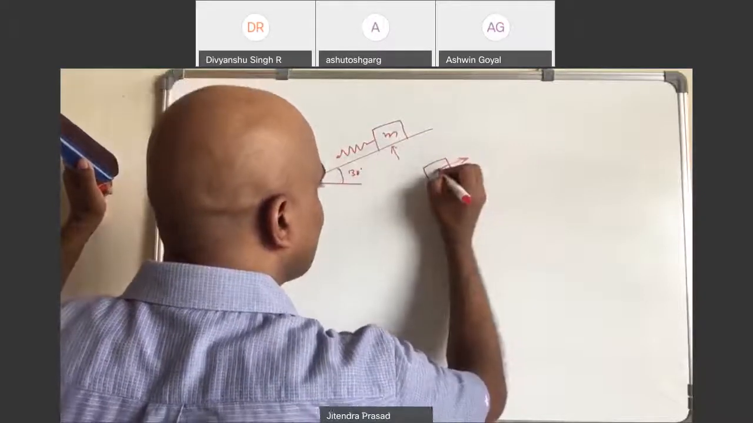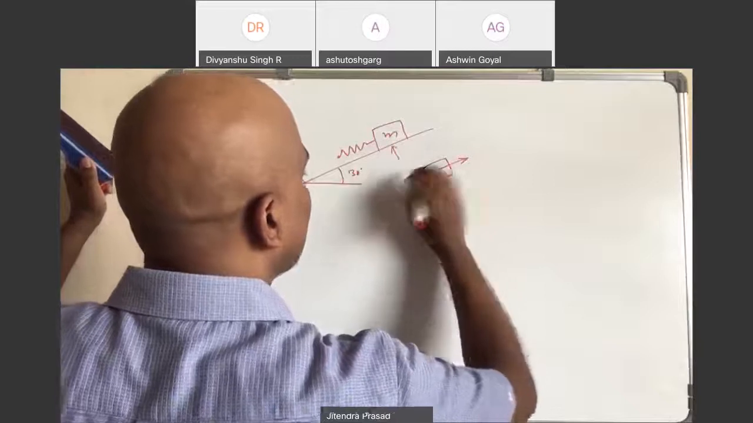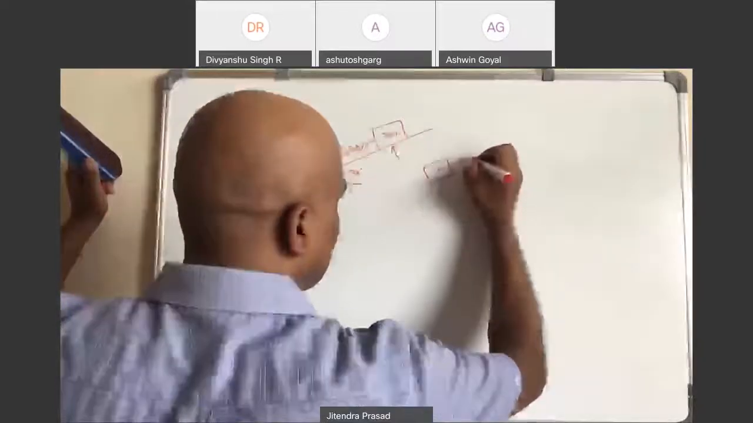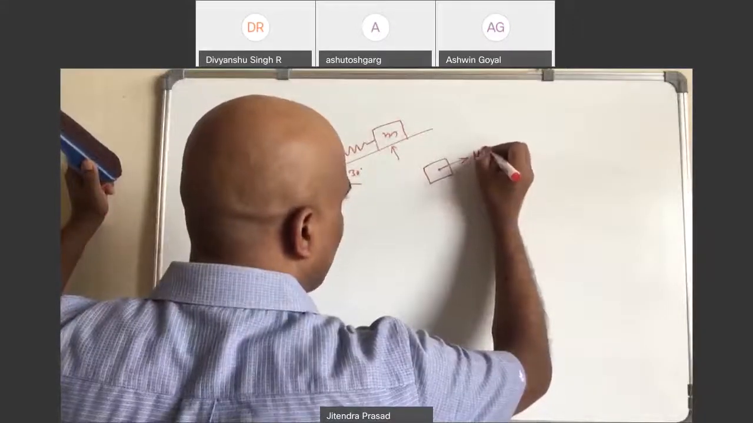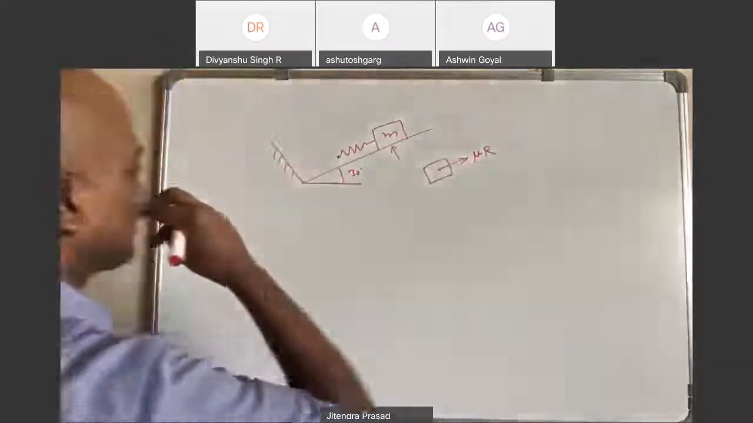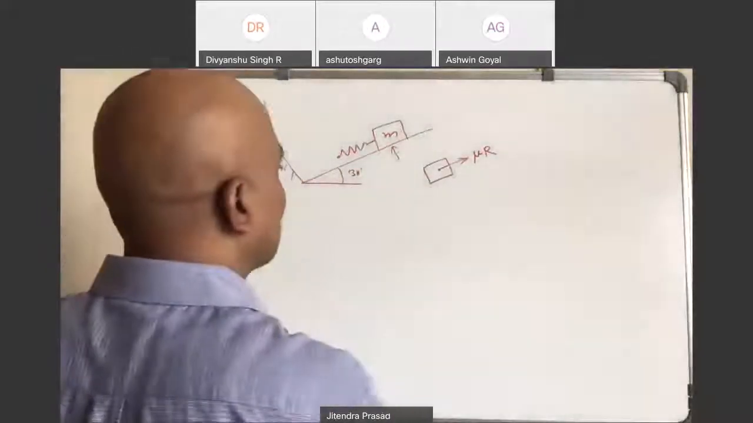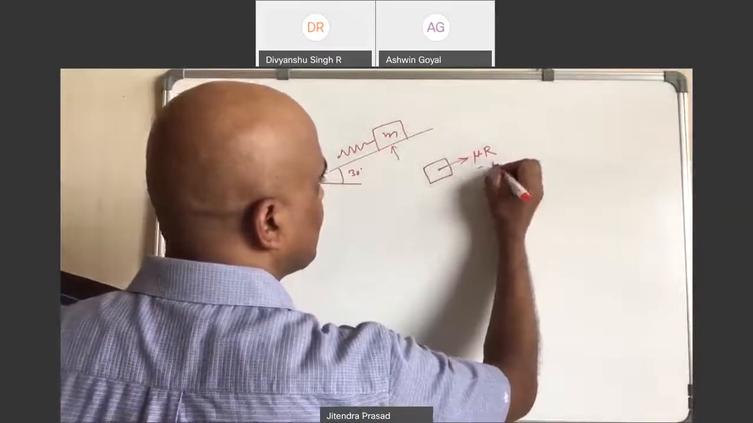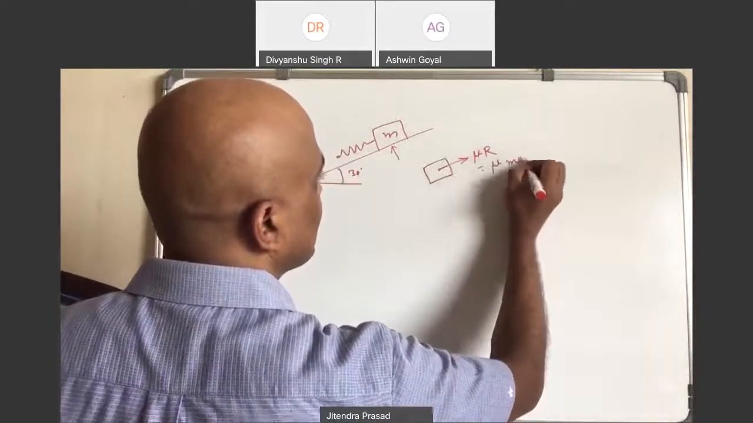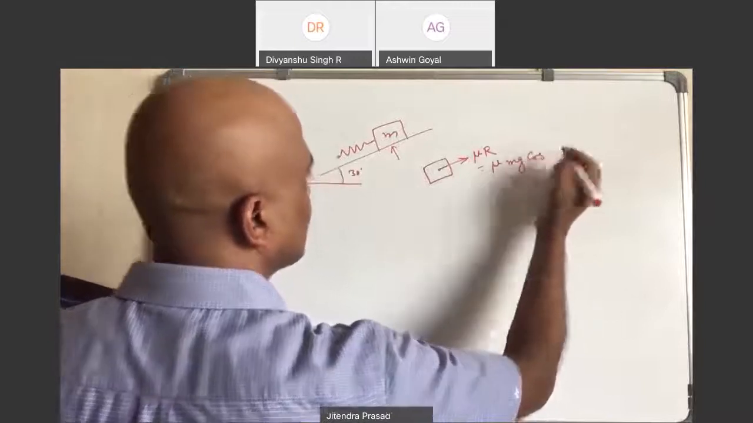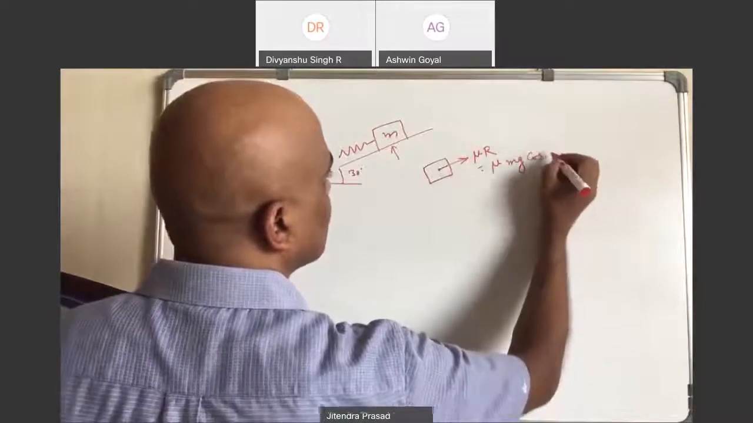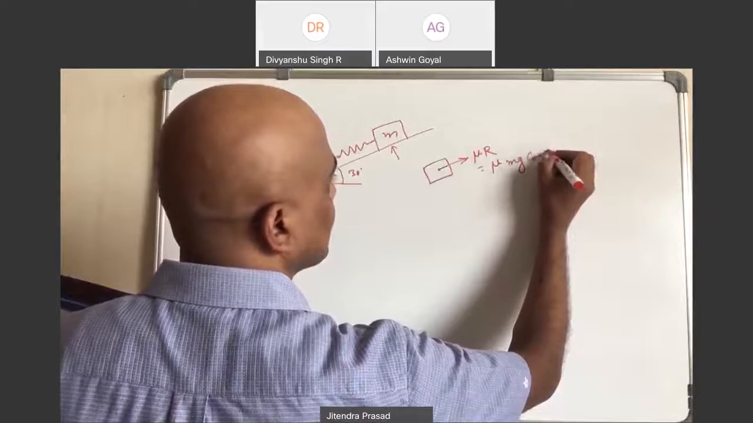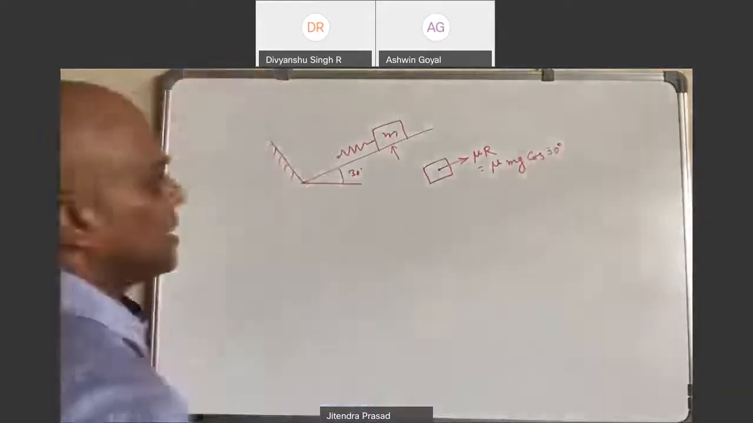So we are assuming we have Coulomb friction, and because of this the force will be mu times R, we can achieve that, right? Mu times R. And what is R? In that case R will be equal to mu, then mg, then cos, right? This will be cos 30 degree.